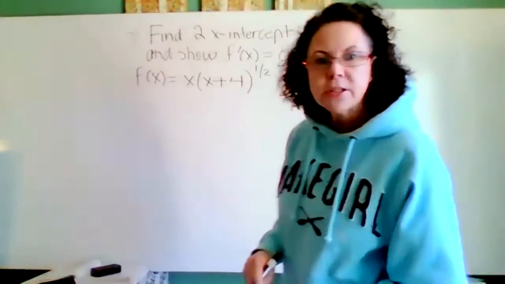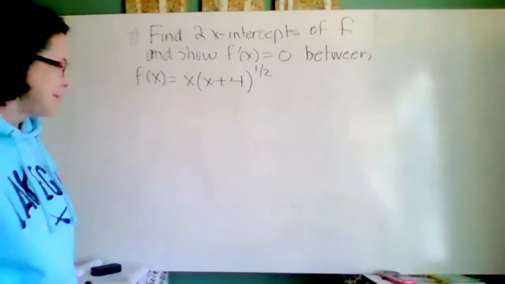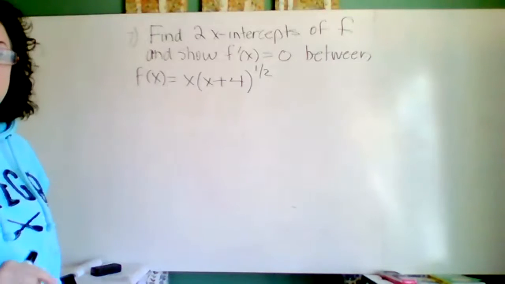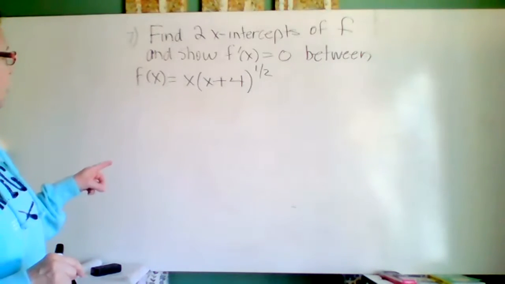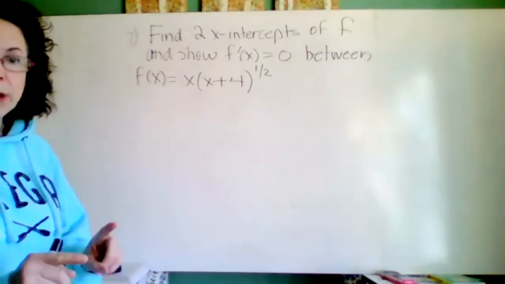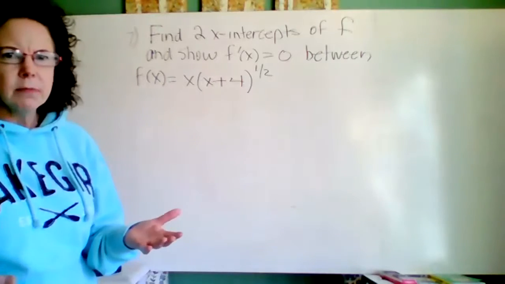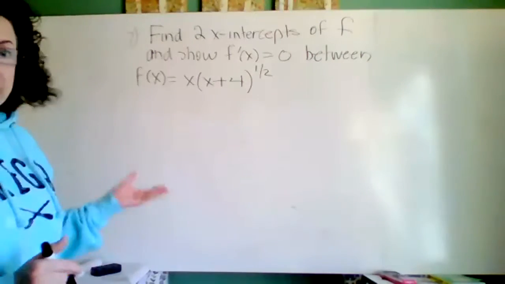Okay, so here's the problem so far. And oops, that wasn't the cat this time. That was just the chair. Okay, so on number 7, it says find 2 x-intercepts of f and show that the derivative is 0 between those 2 x-intercepts, somewhere in between. So this may seem to you like, okay, how is this like Rolle's theorem or the mean value theorem? But let's take a look here.